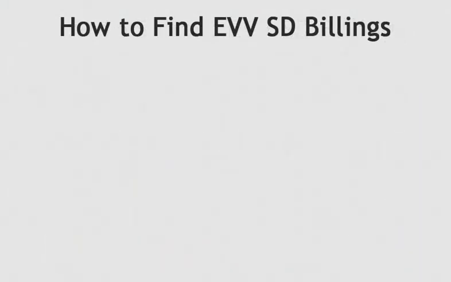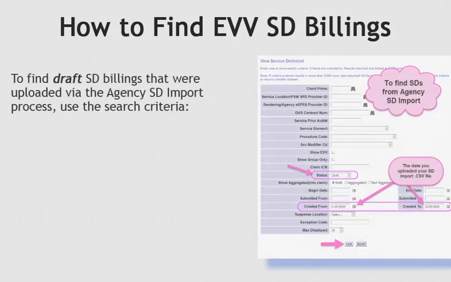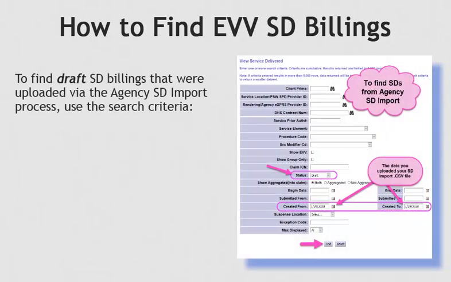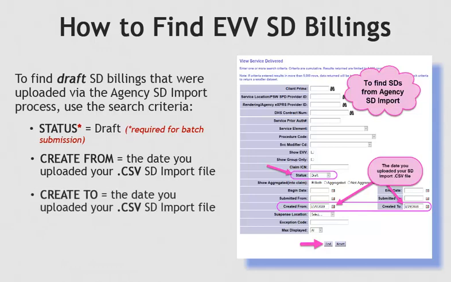When searching, you can search in a variety of ways to find the draft SD billings needed. To find the draft SD billings that were created from the agency SD upload import process, search using a status equals draft. Selecting draft from the status drop-down is required, as this will activate the checkboxes needed to allow you to select the billings to submit. In the Create From and Create To date fields, enter the date you imported your SD/CSV file. You can use the same date in both fields. Then click Find to search.